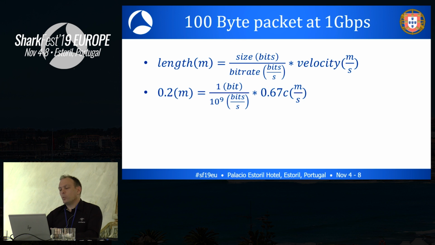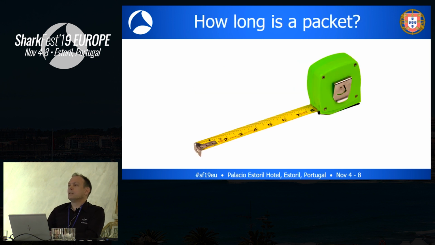So what that means is 1 bit on a 1 gigabit per second, say Ethernet link, in fiber is about 20 centimeters long. So about that long. Now fortunately we're not in the US, so I don't have to convert it to imperial, but if you did, it would be about 8 inches. And if we look at our picture back here, our tape measure is at about 8 inches. So that's about how long 1 bit is at 1 gigabit.